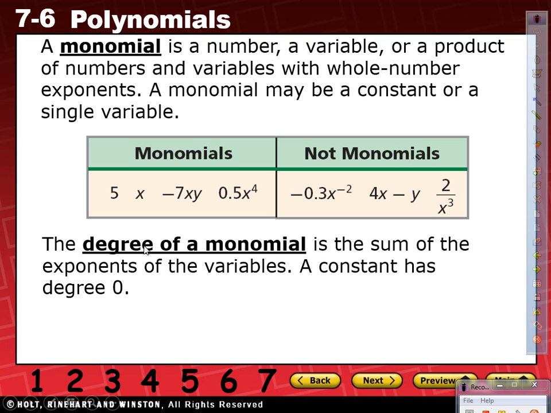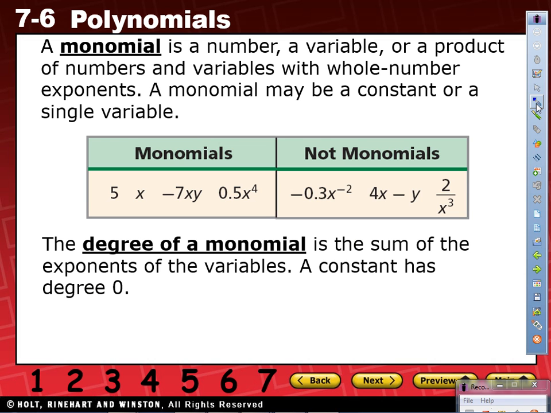Degree of monomials. We find the degree by finding the sum of the exponents on the variables. To find the degree of a monomial, we just find the sum of the exponents of the variable. What does the word sum mean? Addition. So we're going to add what? The exponents on the variable.